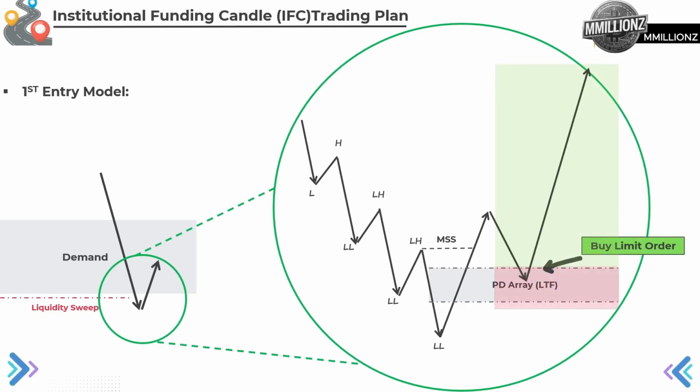In this case, a buy position. Place your stop loss a couple of pips below the PD array. For take profit levels, you have 2 options. Target the nearest draw on liquidity on the current time frame, or aim for a higher time frame draw on liquidity for larger potential gains.